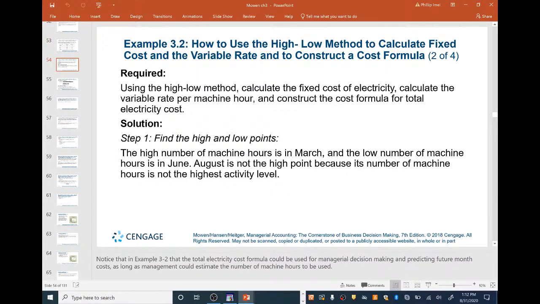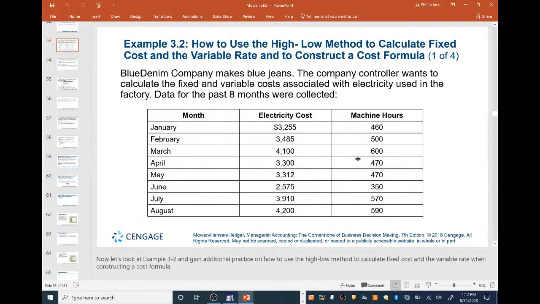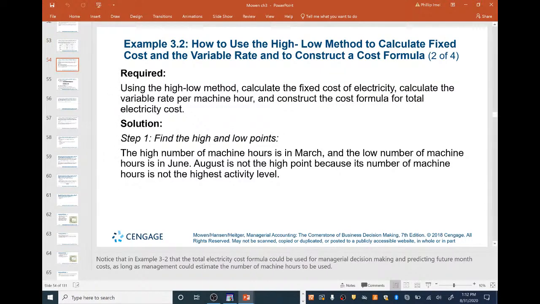The low number of machine hours is in June. Let's look back one more time. June, where is June at? Right here, 350. And we can see from looking at the other machine hours for the relevant months that that is going to be the low point. So we have the high point in March of 600 and the low point in June of 350.